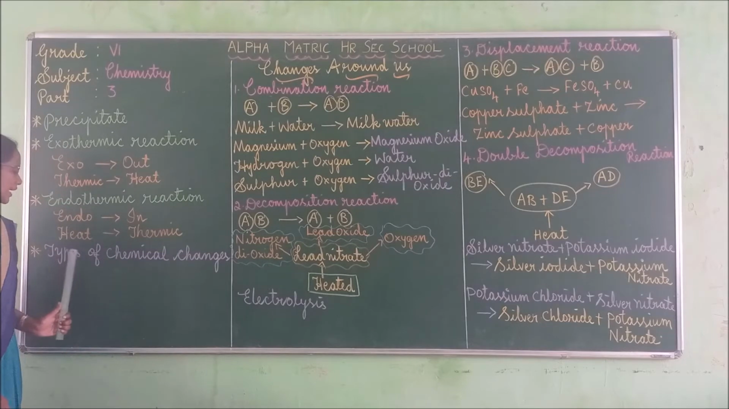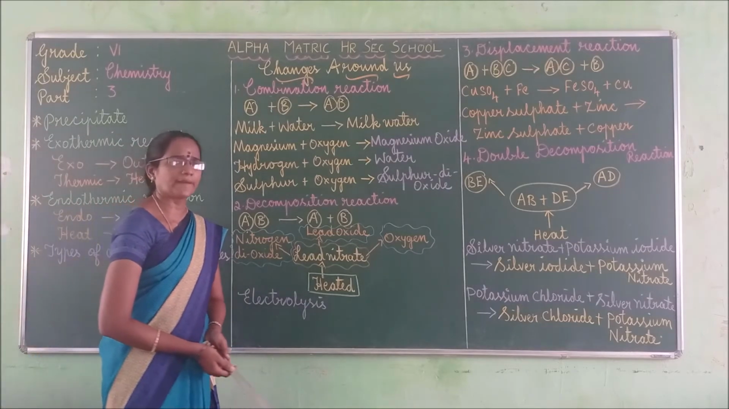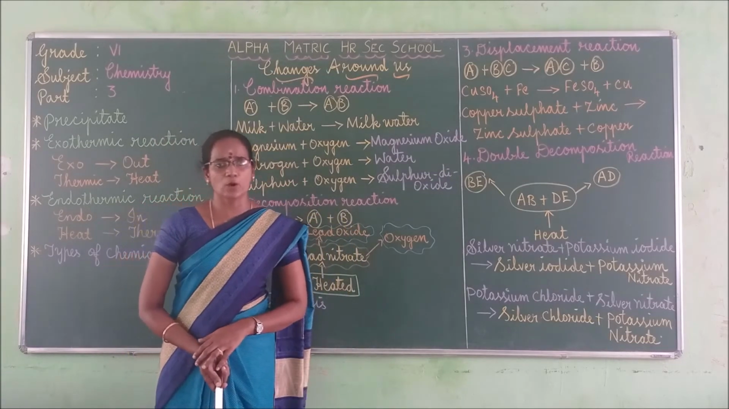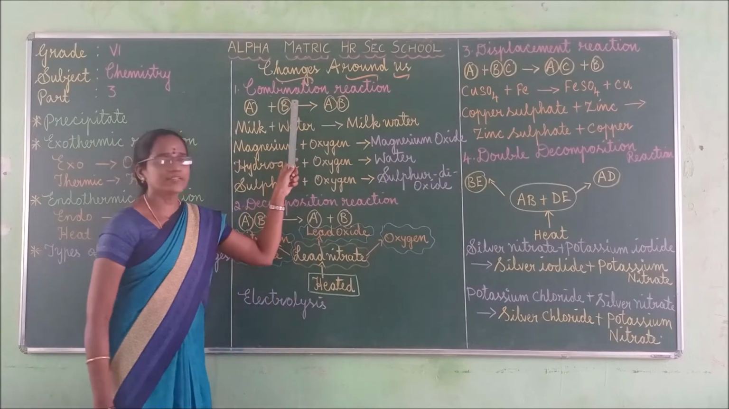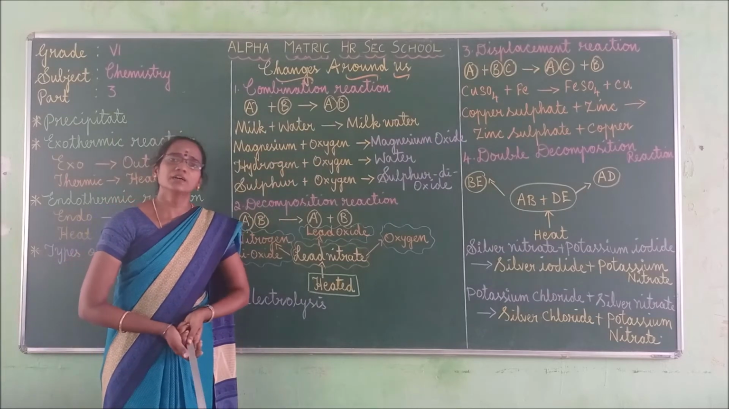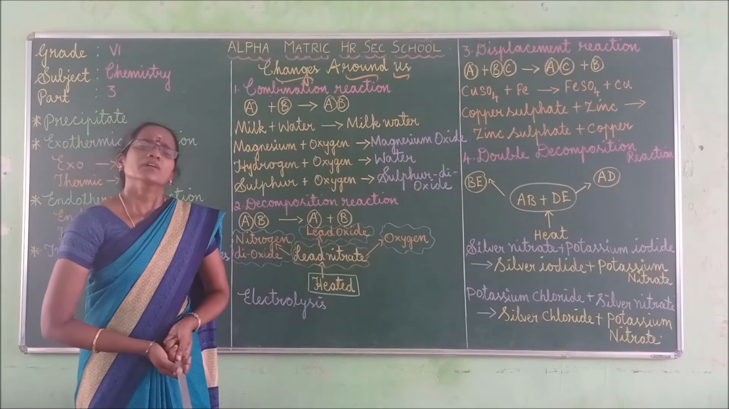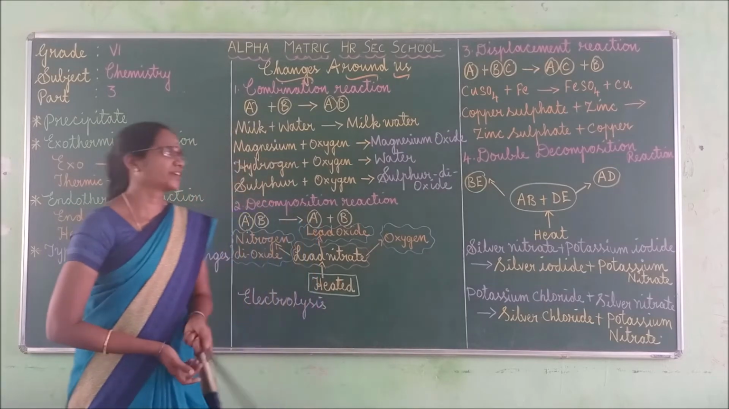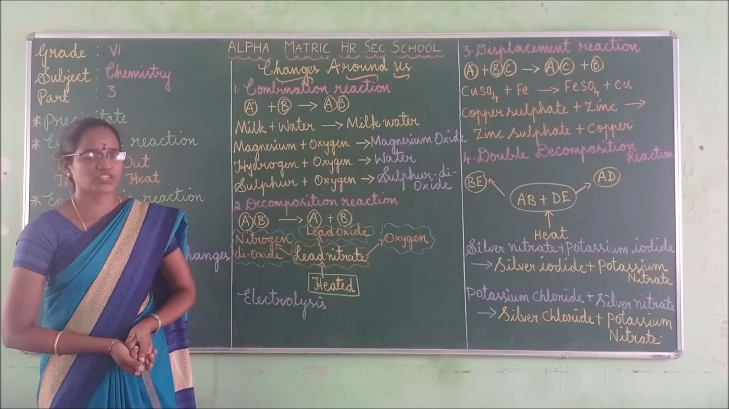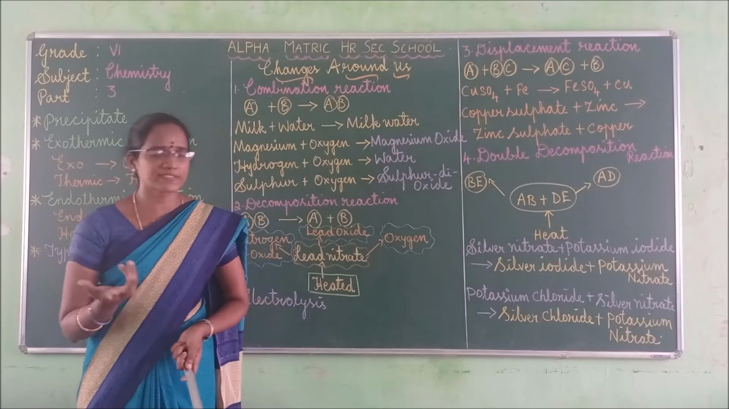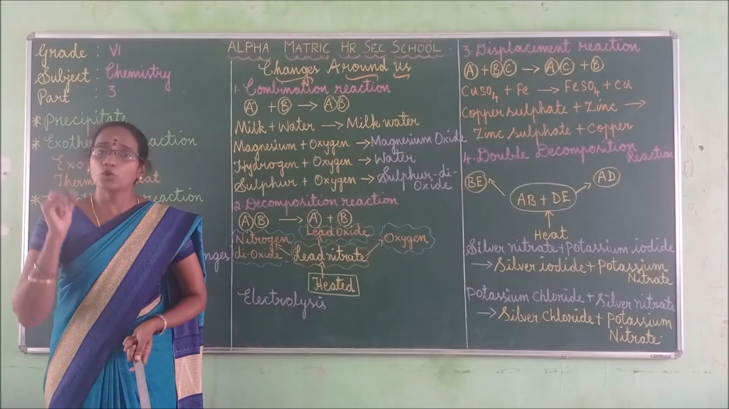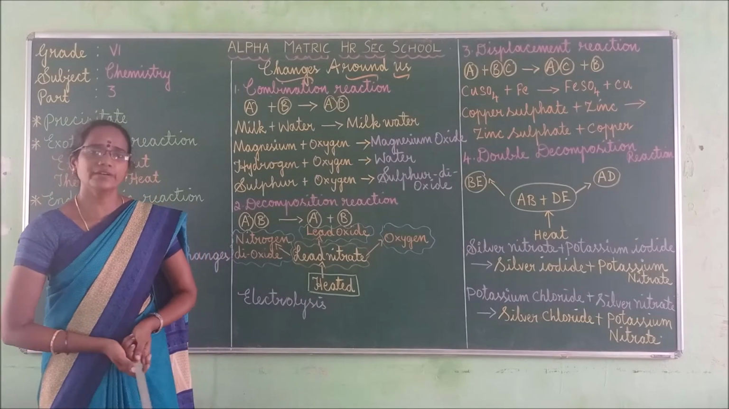Next, we can move to types of chemical changes. There are different types of chemical changes. Let me discuss 4 types now. What is the first one? The first one is the combination reaction. What is meant by combination reaction? Combination reaction is a reaction in which 2 or more substances react to form a new substance, a new product. This is called combination reaction.